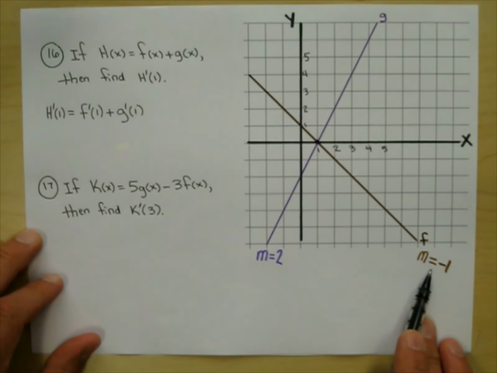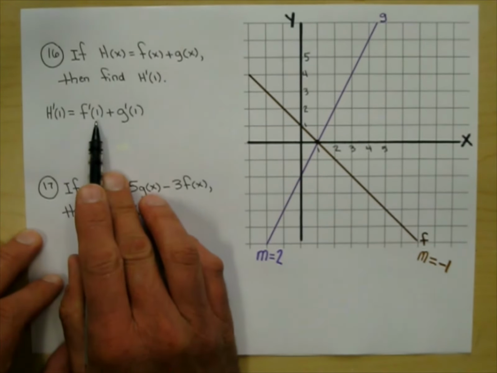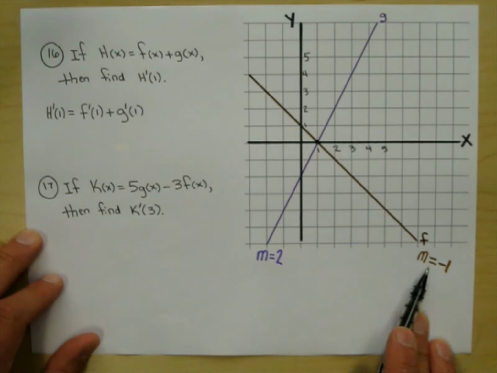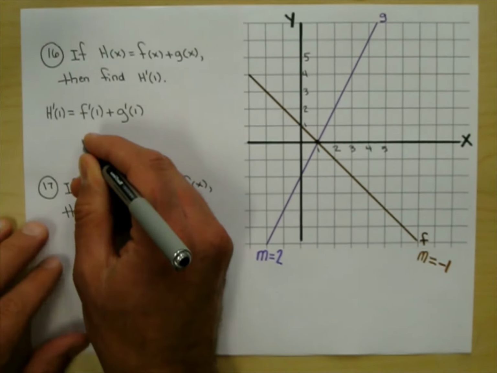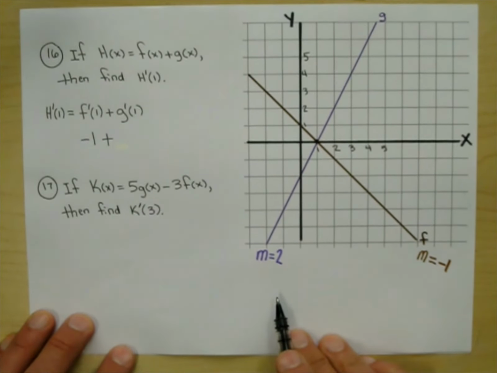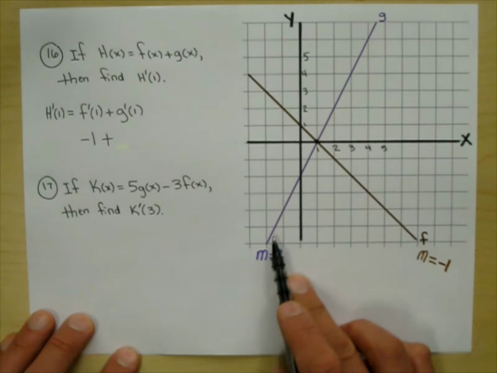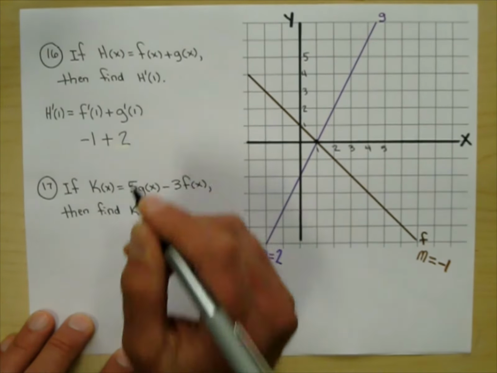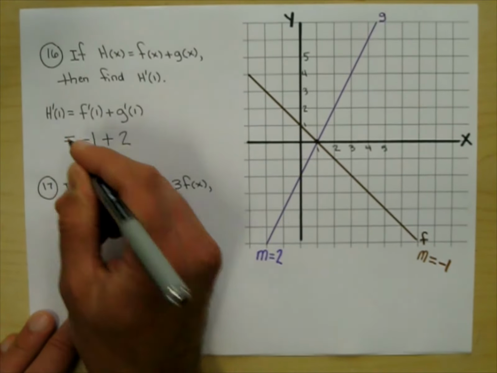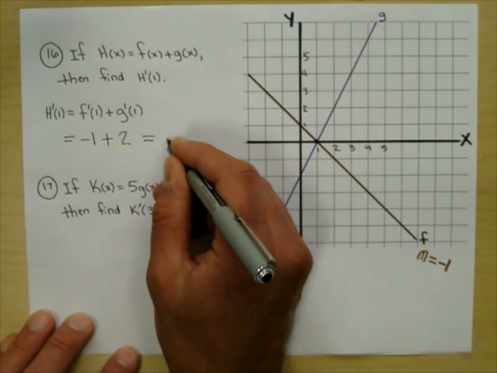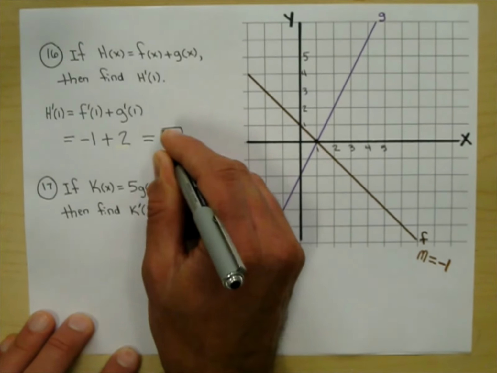Okay, so f prime of 1, it could have said f prime of 7. It's the same thing because it's all on the line. So f prime of 1 is -1 plus g prime of 1. Well, anything on g would have a slope of 2, so this is going to be 2. And then, of course, you add those together and you end up getting 1 for the answer.